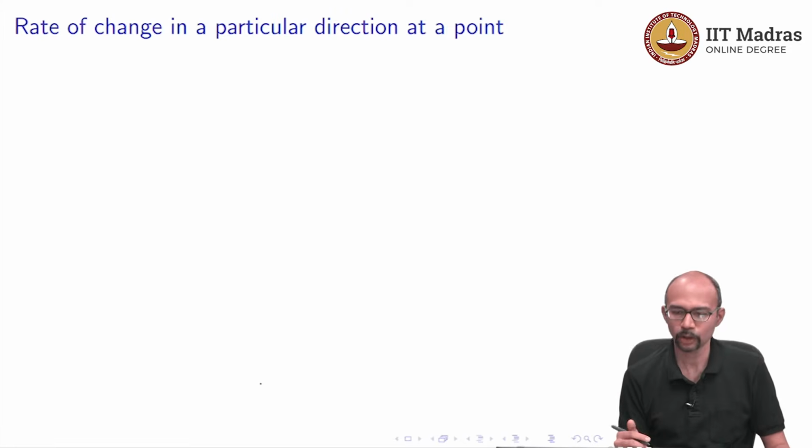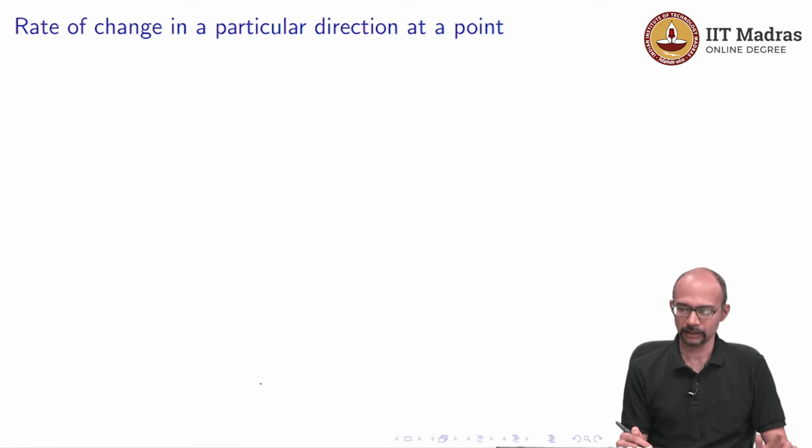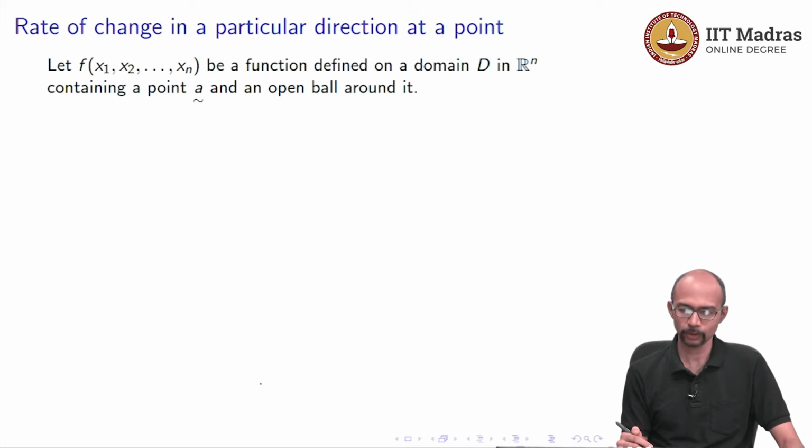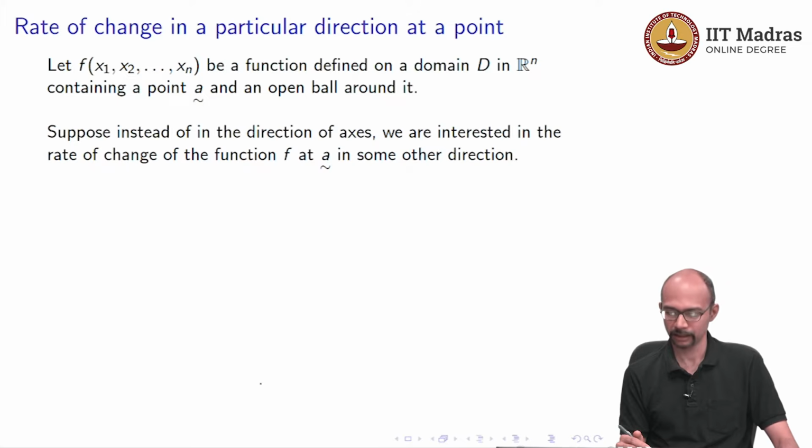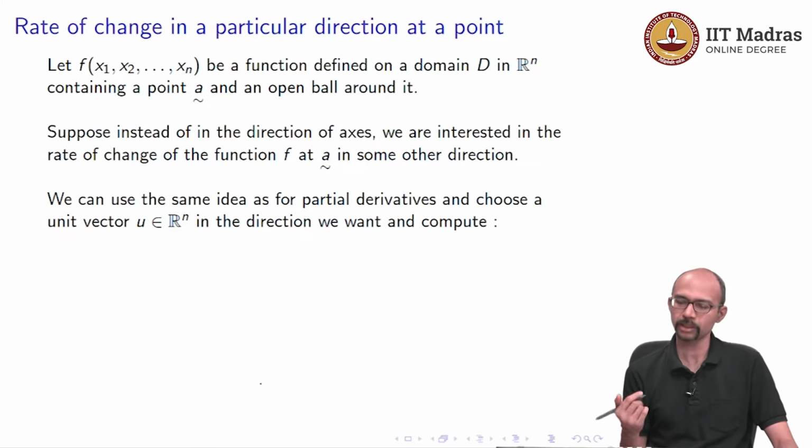So, you could ask what about the rate of change in one of those directions. Okay, so, let us talk about the rate of change at a point in a particular direction. So, let f of x1, x2, ..., xn be a function defined in the domain D in Rn containing a point a tilde and an open ball around it. Suppose instead of the direction of the axis, we are interested in the rate of change of the function in some other direction.